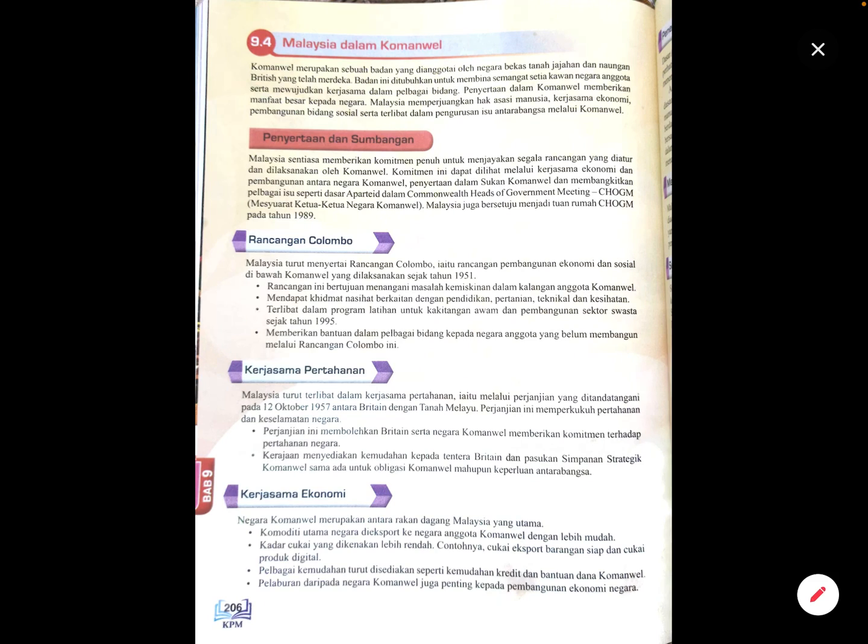We firstly joined Rancangan Colombo. So Rancangan Colombo is trying to reduce poverty rates in Commonwealth countries, including Malaysia back then. And we got some advice based on education, farming, technical, and health. And terlibat dalam program latihan. So we were in a training program back then until 1995, which is when we are more developed.